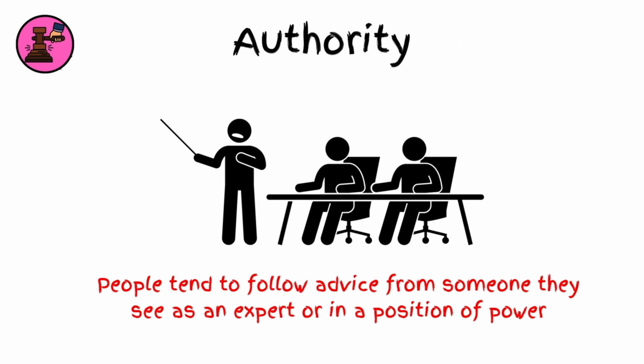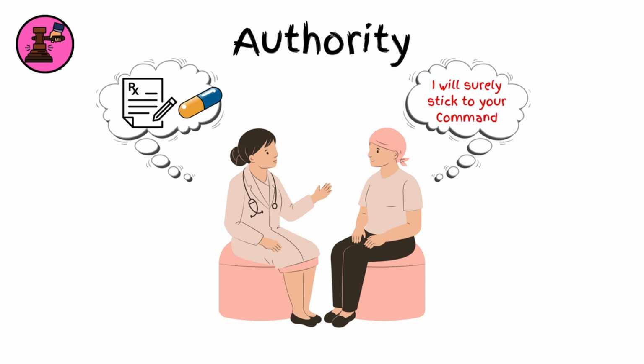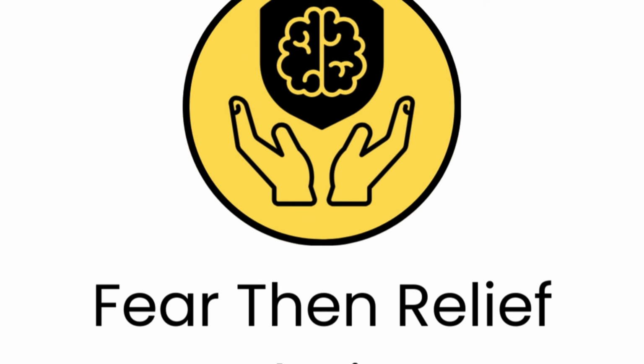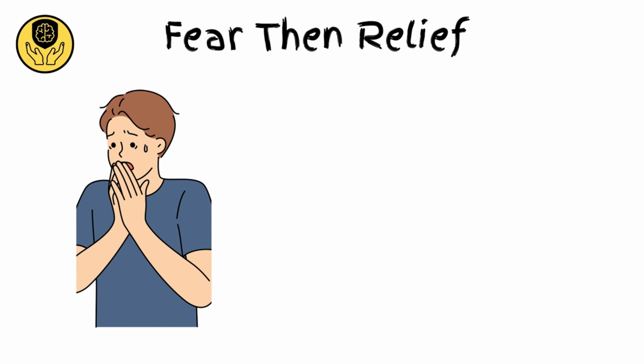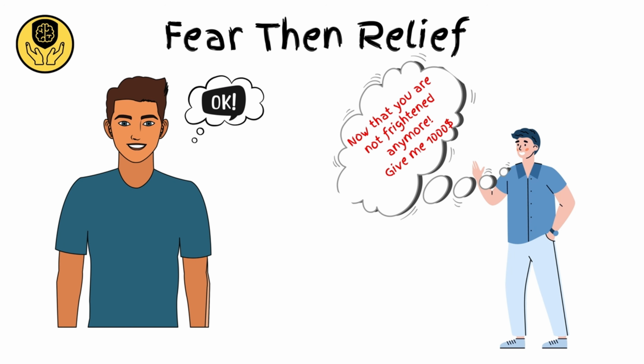Authority. People tend to follow advice from someone they see as an expert or in a position of power. For instance, patients are more likely to trust a doctor's advice because of their expertise and authority in the medical field. Fear then relief technique. This technique works by creating a moment of fear or discomfort, followed by relief, which makes someone more inclined to agree to a request. The relief they feel makes them more likely to respond positively.